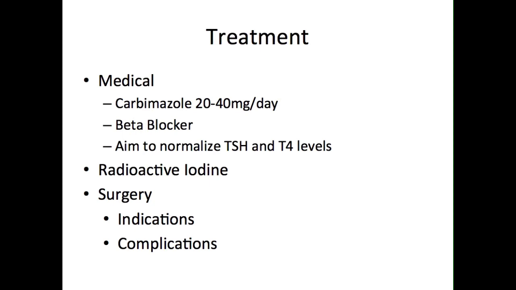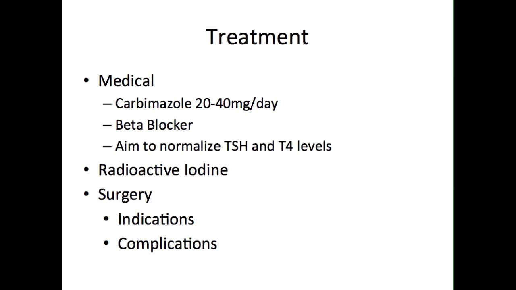Medical treatment involves the use of carbimazole. This acts by inhibiting the production of thyroxine, as well as by having an immunosuppressive effect. Carbimazole can take between 10 to 20 days to have any noticeable effect, and so in the interim, beta blockers can be used to provide symptomatic relief. The reason for this is that most of the symptoms associated with hyperthyroidism are mediated by the sympathetic nervous system.